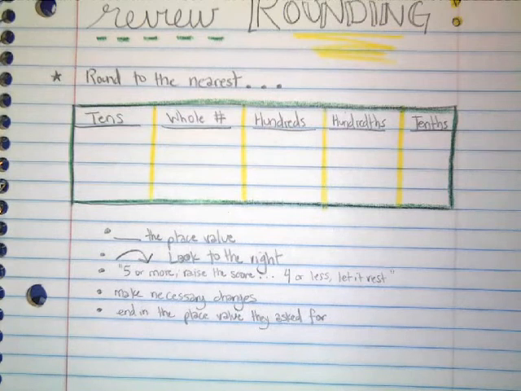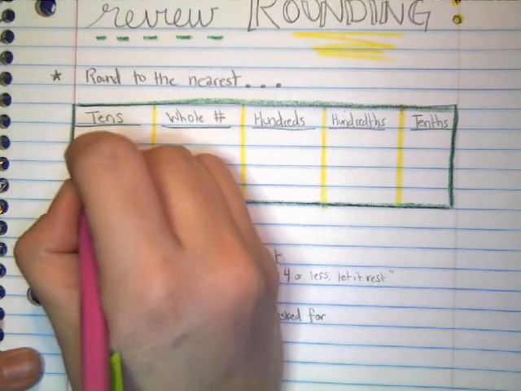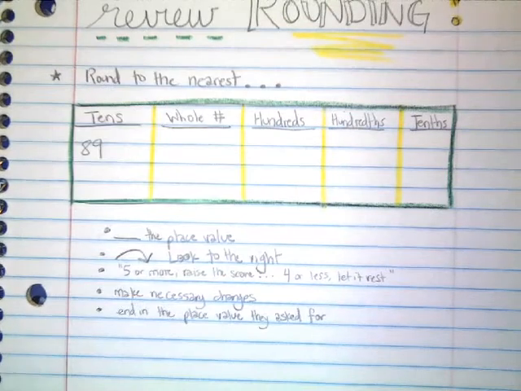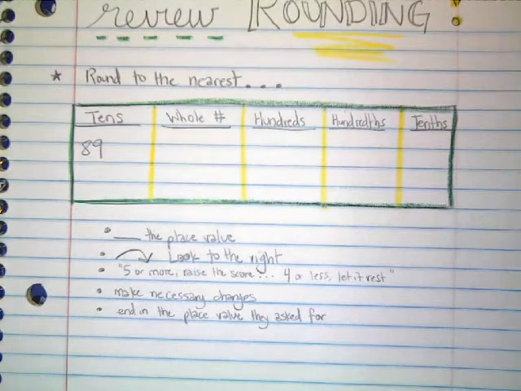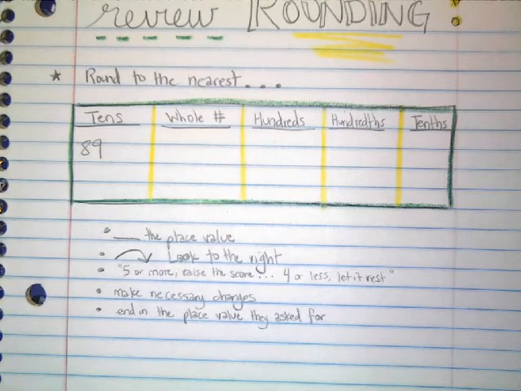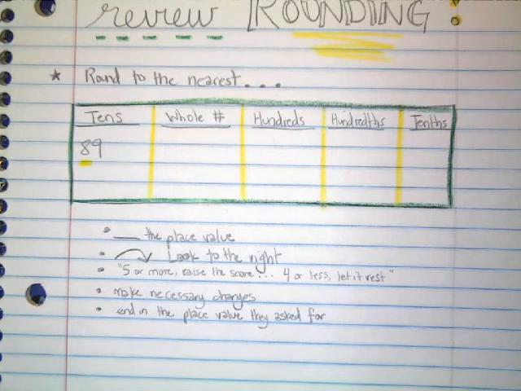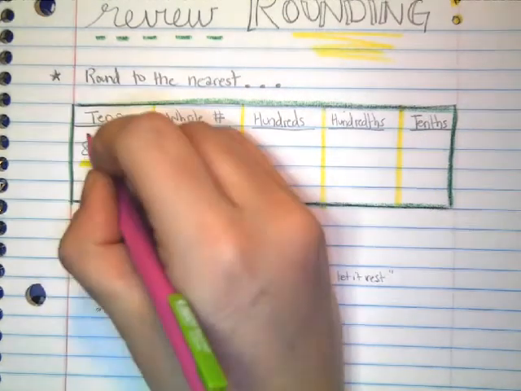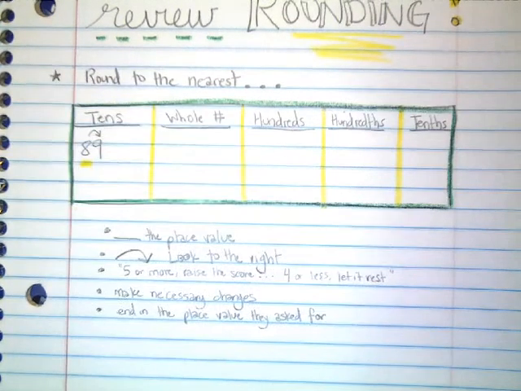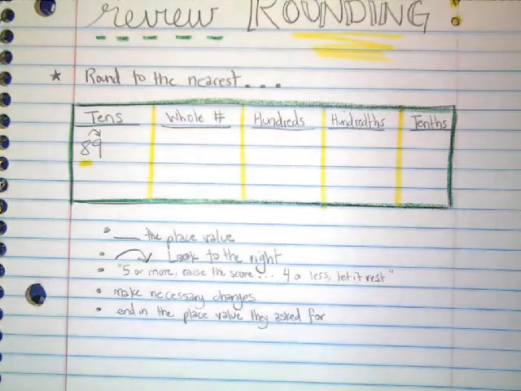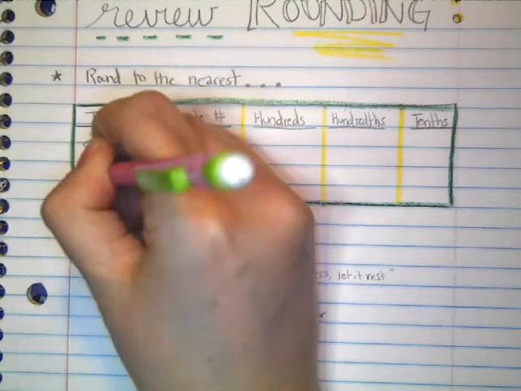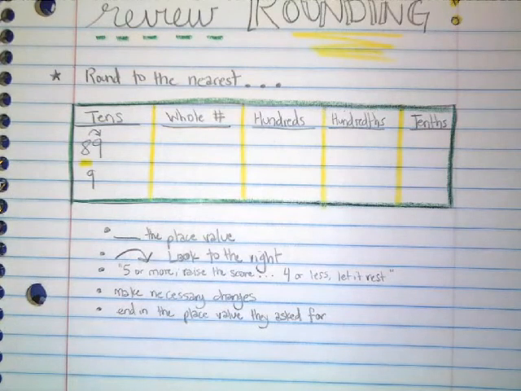You ready? We're going to round this number to the nearest tens. $89. Well, which number's in the tens? You're supposed to underline it. Let's use yellow. And use your pencil to look to the right. What does the 9 tell the 8 to do? Raise the score. So the 8 changes to a 9.